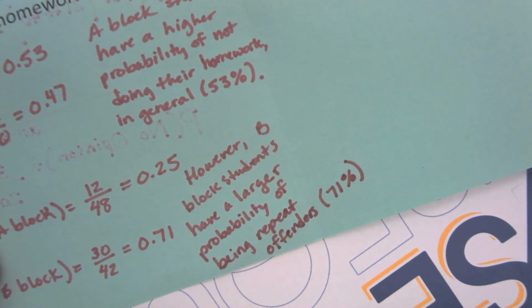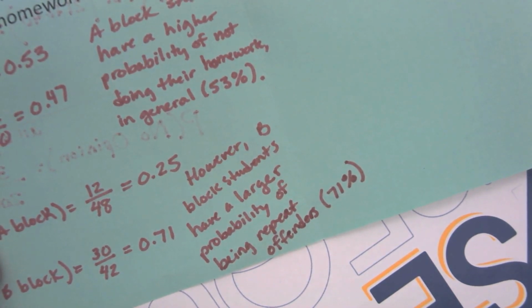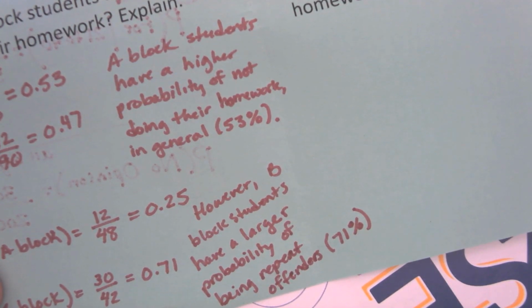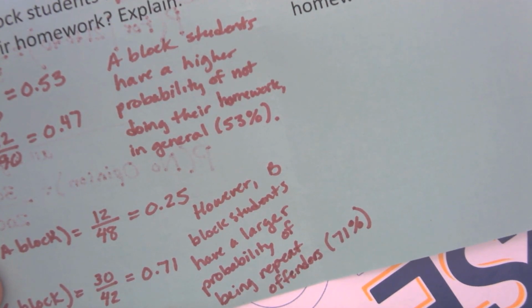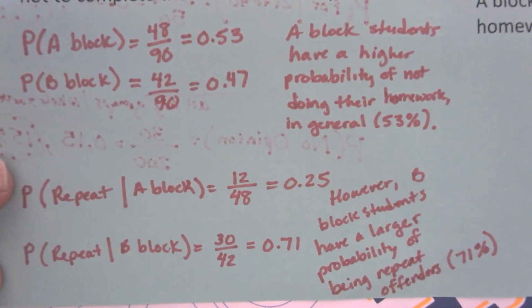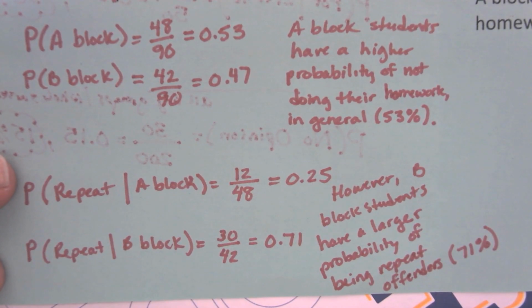So we showed math to support both arguments. A block seems to have the most students that are not doing their homework, but B block seems to have a higher probability that people are going to continually not do their homework. So there's our reasoning for both of those, and how we used our probability and our thinking to help support our response.